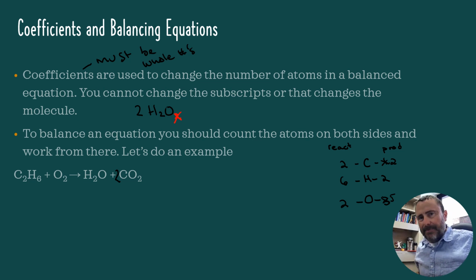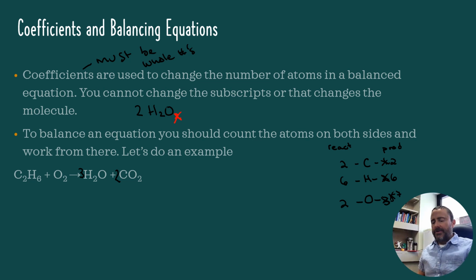Now let's balance my hydrogens. Well, I've got 6 hydrogens as reactants, and I have 2 as products, so what if I put a 3 in there? All right, great. That changes the number of hydrogens to 6, but it also changes my oxygens. I have 3 from the different waters, and I have 4 more from the carbon dioxide, so I now have a grand total of 7.